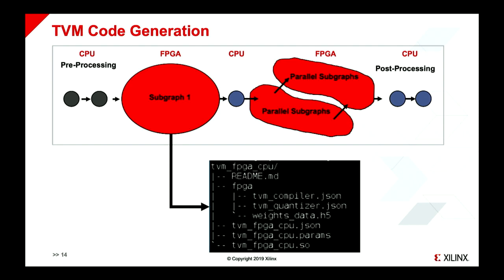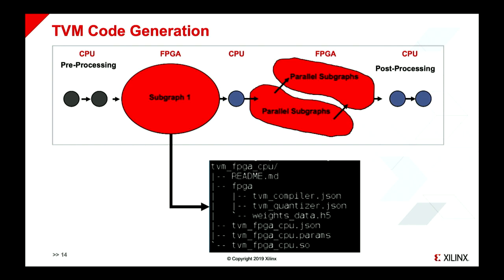So the output actually looks like what you see on the screen. The output from TVM for the CPU is basically the lines at the bottom. So of course the TVM graph in JSON, the parameters, which are the weights for the CPU portion of the graph, and the .so, which is the CPU code gen.